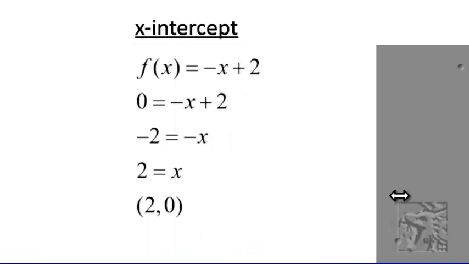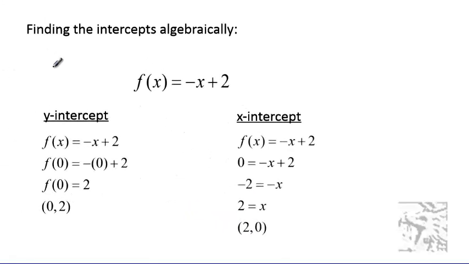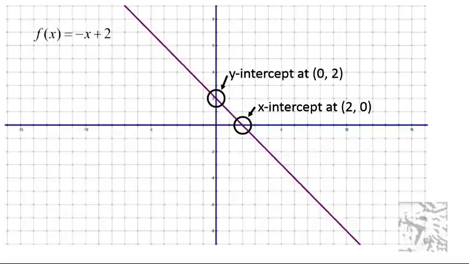The x-intercept of the function is going to occur at the spot where y is equal to 0. Or, in the case of using function notation, it's the point where the value of the function is 0. So I put a 0 in place of f, and I solve that for x. So 0 equals negative x plus 2. Negative 2 equals negative x if I subtract 2 from both sides. Multiplying or dividing both sides by negative 1 gives me x equals 2, so the x-intercept is at (2, 0). And we saw that on this slide right here.